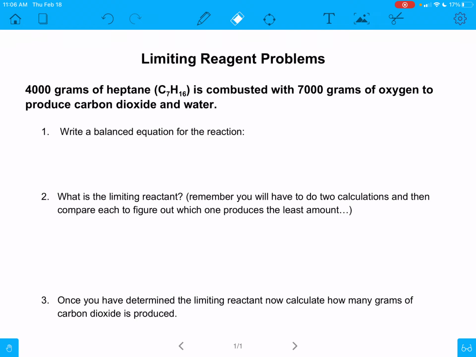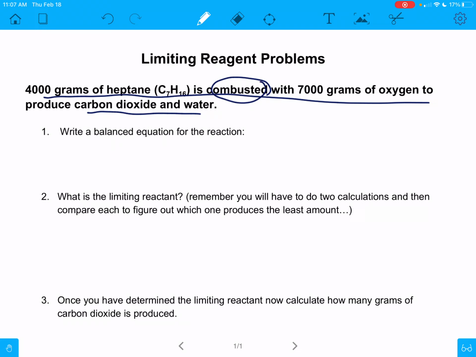This first problem says 4,000 grams of heptane is combusted with 7,000 grams of oxygen. It's going to produce carbon dioxide and water, which makes sense because a combustion reaction is exactly that. Step one in all stoichiometry problems, every time, is to balance the equation. So let's write this equation and see if we can balance it.